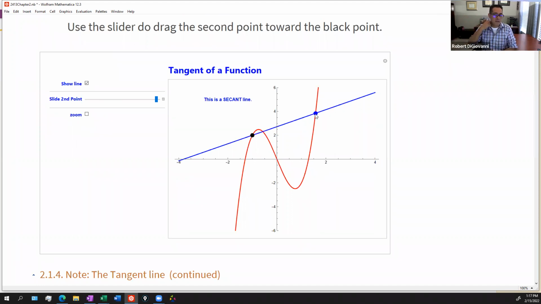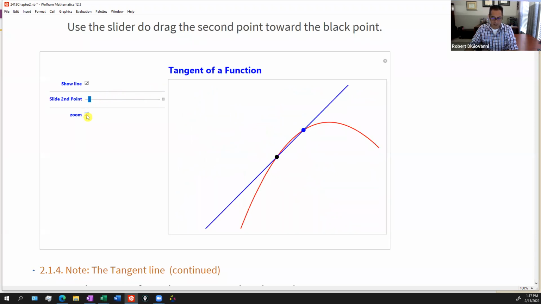Okay. And what I need to do now is drag that blue dot along the curve and get it closer and closer to that other black point until I get to it, right? And notice what's happening to the line. We're starting off with a positive slope, it's pitched up, and then it pitches down. And as that blue point gets closer to the black point, it starts to pitch back up.